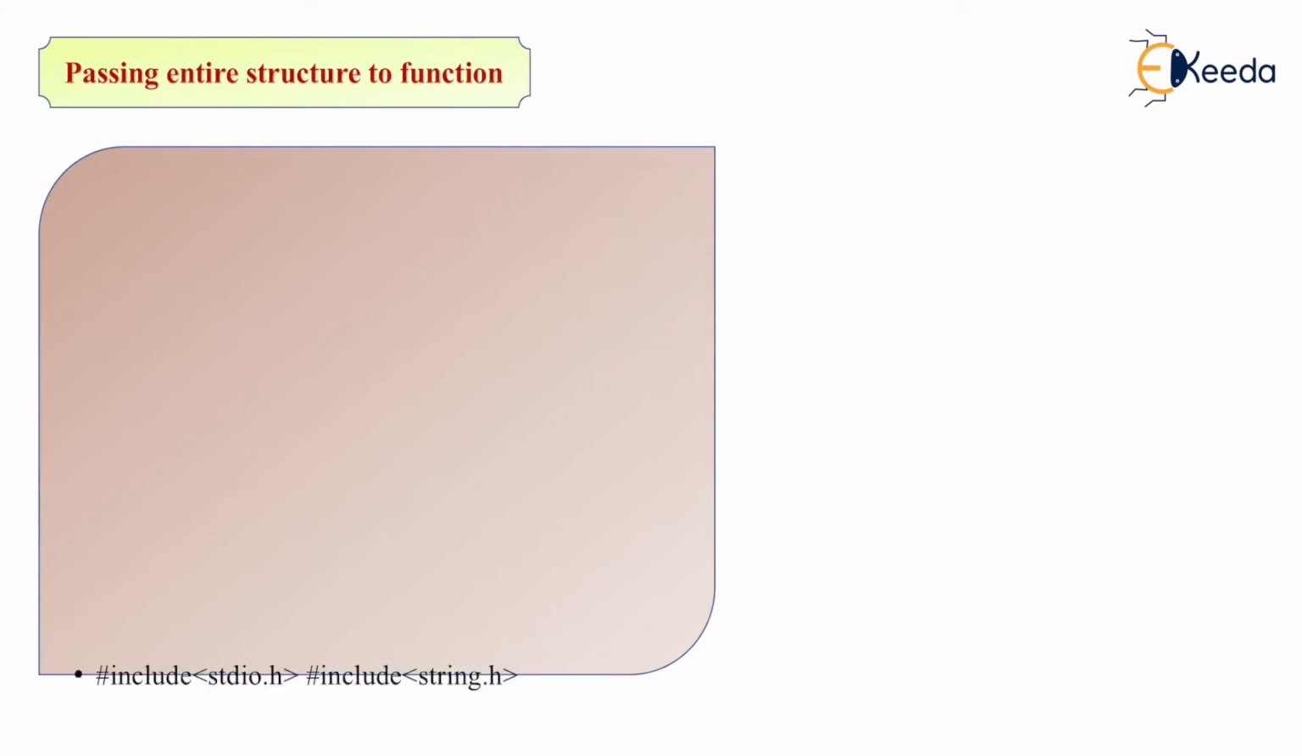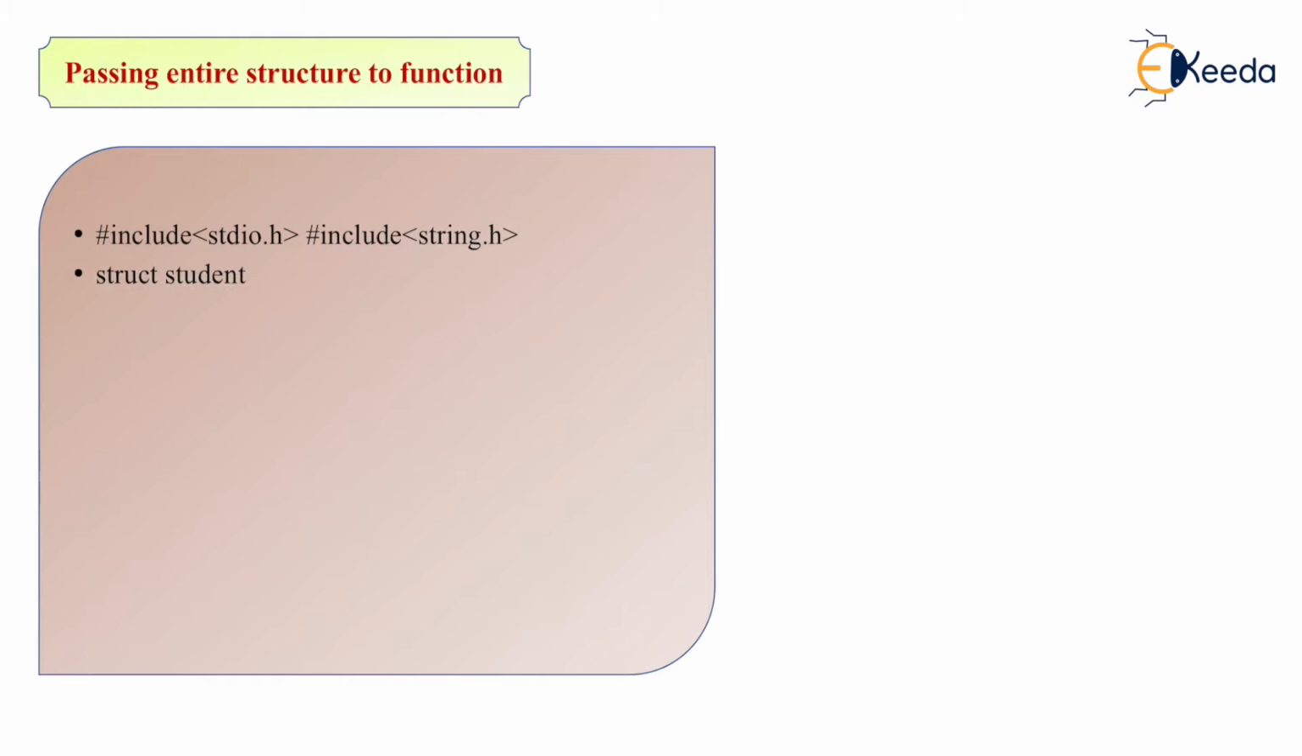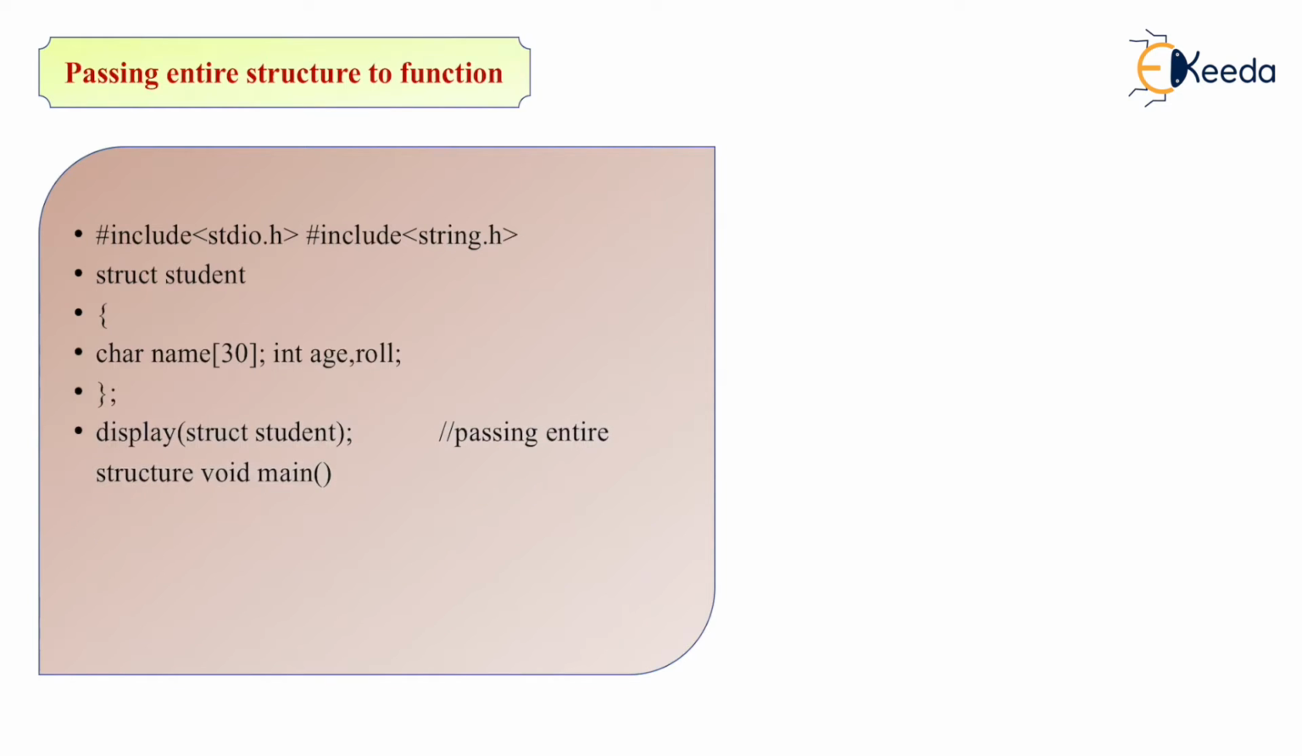Now, passing entire structure to the function. How we can do that? See, same thing. We have created the structure student with the three variables. Then we are creating a method, that is display, and for the display we are passing struct student, the entire structure. So inside the void main we are saying struct student s1. So we have provided three values for s1, we have provided three values for s2.